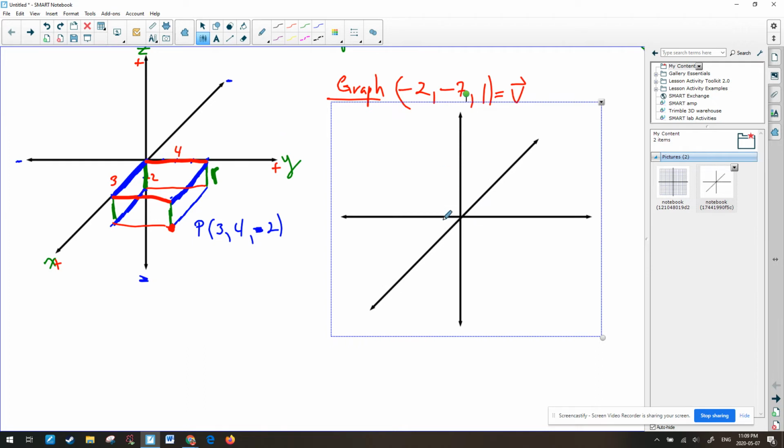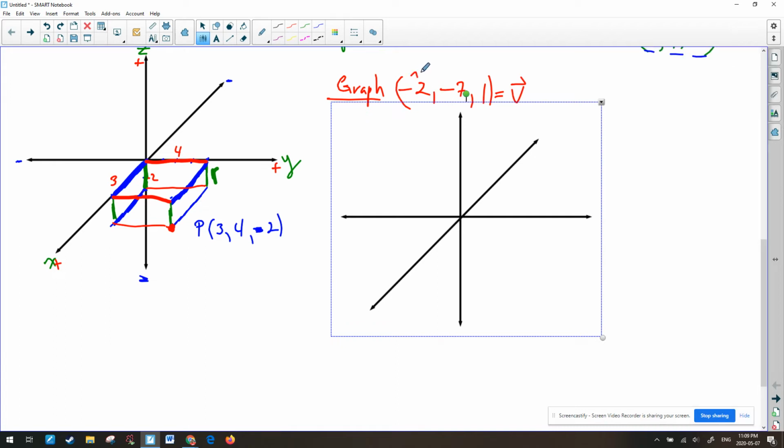Anyway, on we go. So here we go. So -2, -7, 1. So -2 is my x coordinate. Okay, that's going to be in red, I guess.